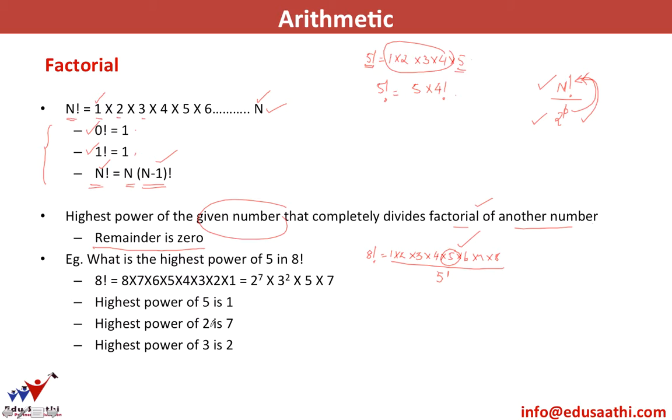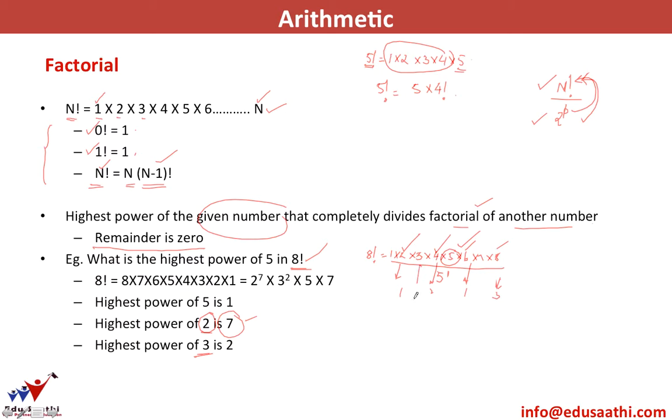Similarly, if I have to find the highest power of 2, I'll try to club all the 2s. I have 1, 2, I have two 2s, I have another 2, I have 3. So I have 3, I have 1, I have 2 and I have 1. If I combine them, I have a total of seven 2s. So that means the highest power of 2 that completely divides 8 factorial is 7.